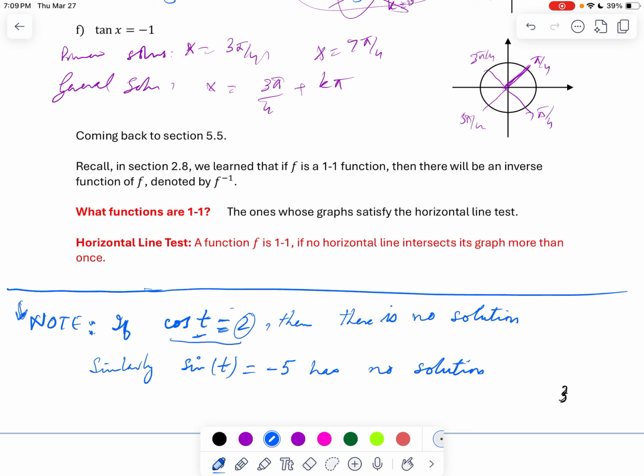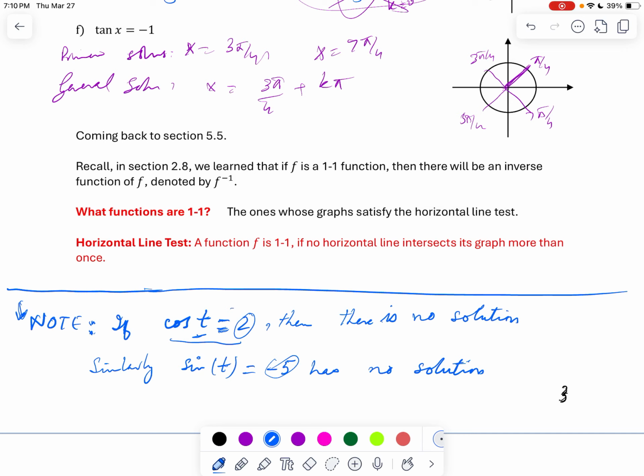The maximum value the cosine function can take is 1 and the minimum is -1. In the same way, for the sine function, the maximum value is 1 and the minimum is -1. So if you see these numbers outside the interval -1 to 1, then the equation will have no solution. Okay, so now we are going to talk about the inverse functions.